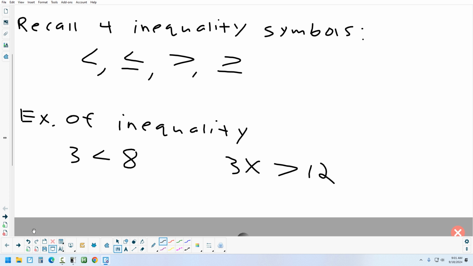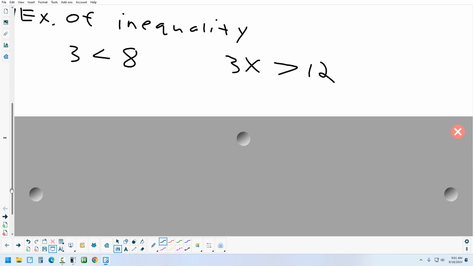So that's the big difference with inequalities. They generally have an infinite amount of solutions, versus an equation, which generally has a fixed amount. Linear usually has 1, quadratic can have up to 2. There are special cases where there's no solution. But in general, inequalities will have an infinite amount of solutions.